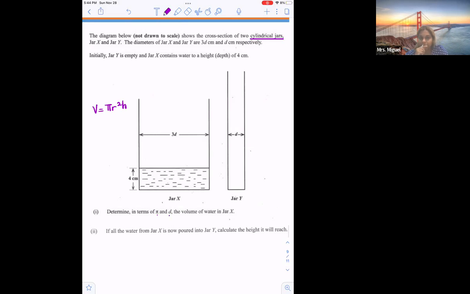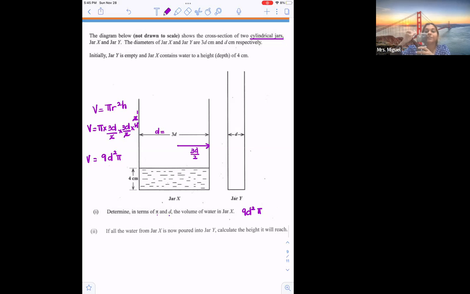Now, the radius of the container there is 3d over 2, because this here is the diameter. So the radius will be half. So it will be 3d over 2. Don't get confused just yet, right? Pi multiplied by 3d over 2 multiplied by 3d over 2 multiplied by 4. 2 could go into 4 2 times, 2 could go into 2 1 time. Pi, 3 by 3, 9, d by d, d squared pi. So that wasn't so bad. Jar X is 9d squared pi. That was not so bad as long as you know the formula.